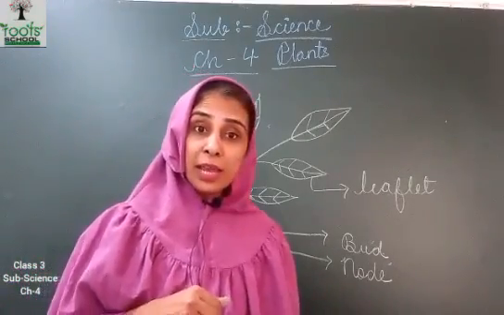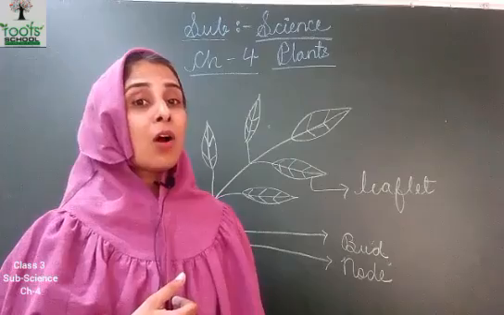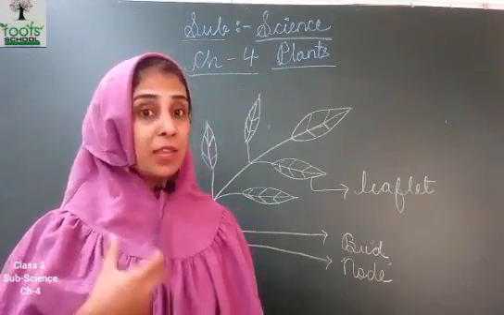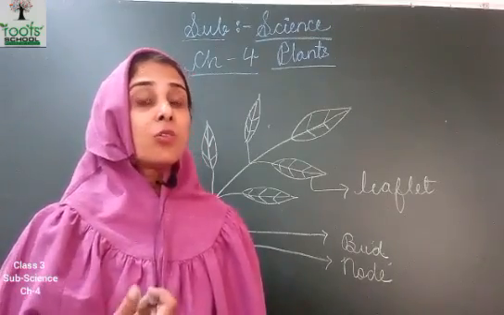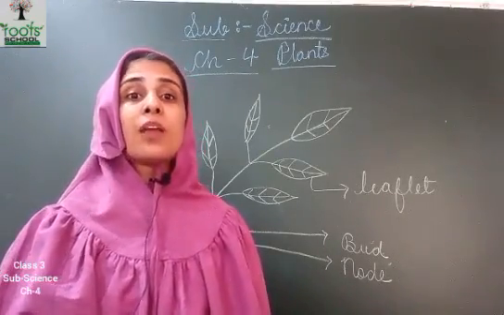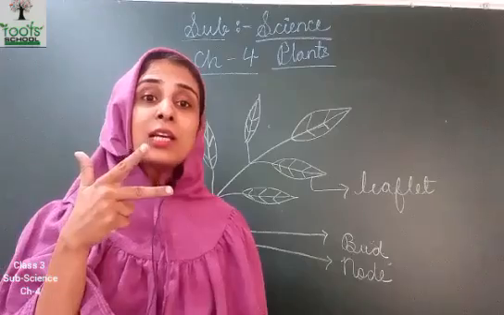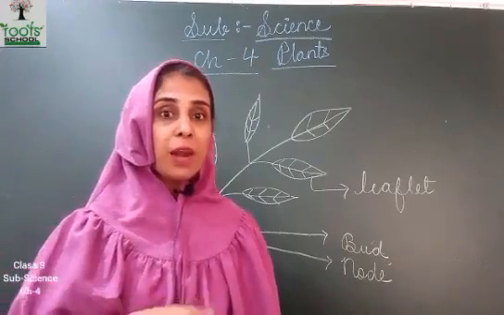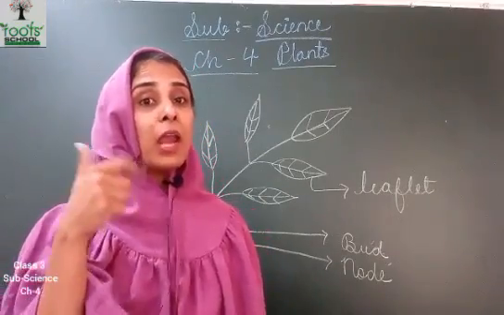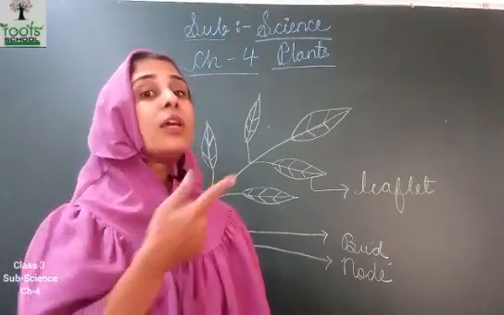And the leaf is again an important part. Why is it an important part? Because the leaf prepares the food for the plant. Plants make their own food, right? So which part makes the food? Leaf. How does it prepare its food? In the presence of air, water and sunlight. We have been studying this since class 1. Plants prepare their own food in the presence of air, water and sunlight.